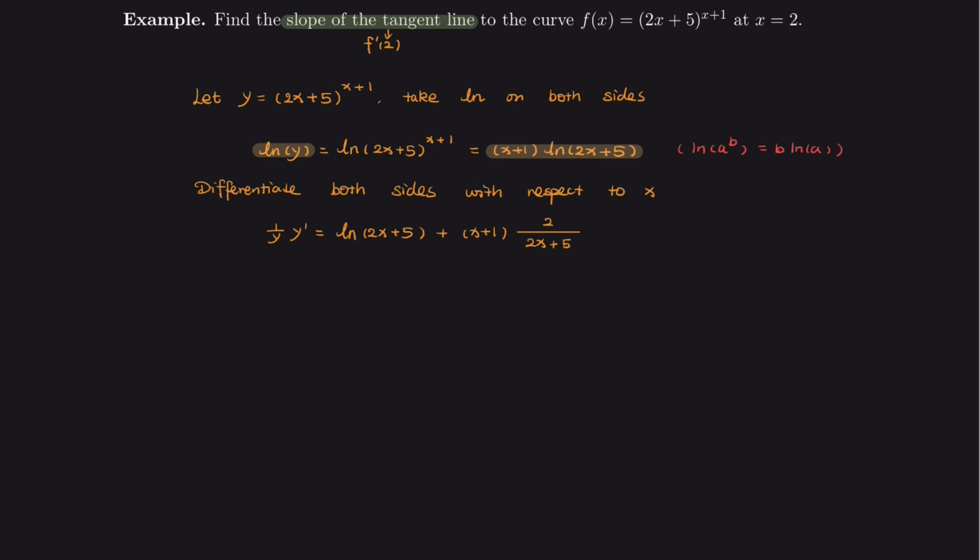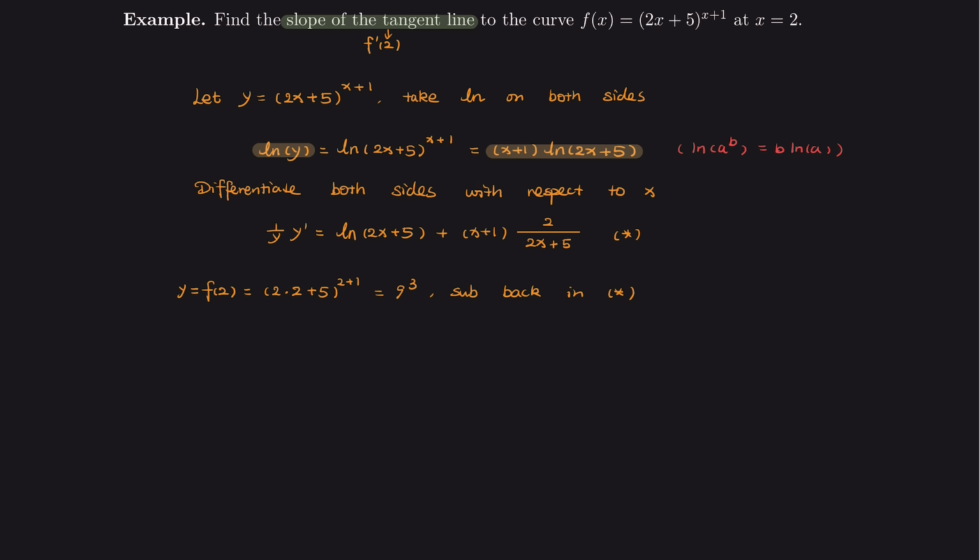Now, again, instead of simplifying it, I'm going to try to find my numbers and plug them in. So let's try to find y here. f of 2 is my y. So that's going to be (2 times 2 plus 5) to the power of 2 plus 1. So that's going to be 9 to the power of 3. It's a big number, so I'm just going to leave it as 9 to the power of 3. That's okay. Plug this back in.